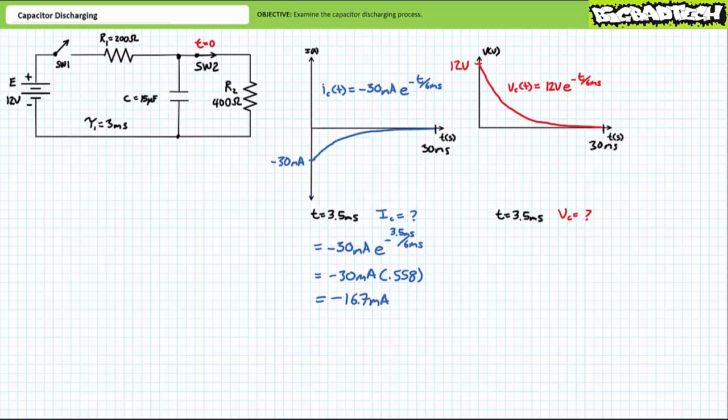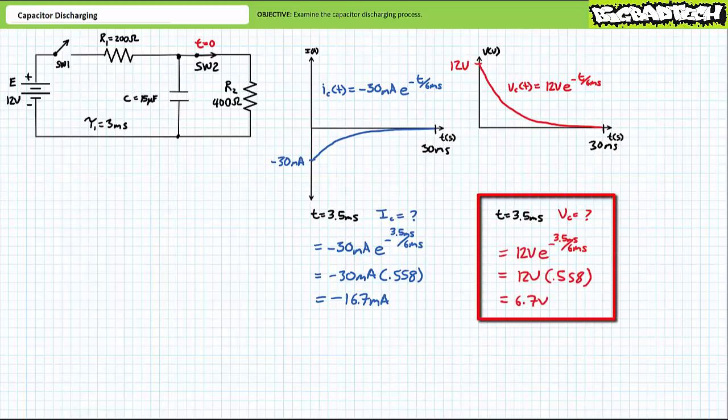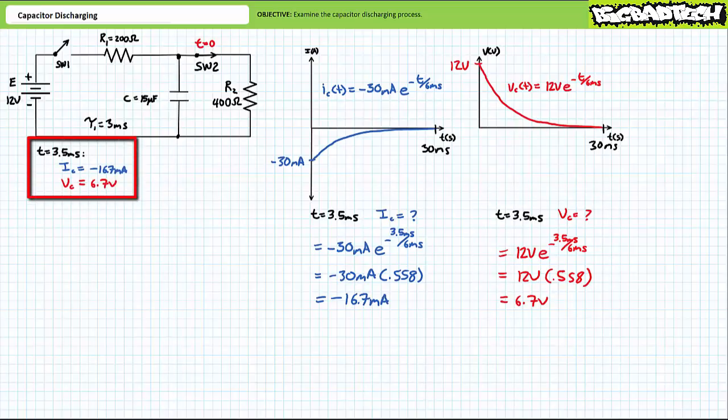Because we previously defined incoming current as positive during the capacitor charging process, and we're somewhat bound by this earlier decision. In this case, 16.7 milliamperes is leaving the capacitor. Substituting 3.5 milliseconds into the voltage across the capacitor as a function of time equation yields an instantaneous voltage value of roughly 6.7 volts. Let's put these instantaneous values at t equals 3.5 milliseconds to the side for later use.